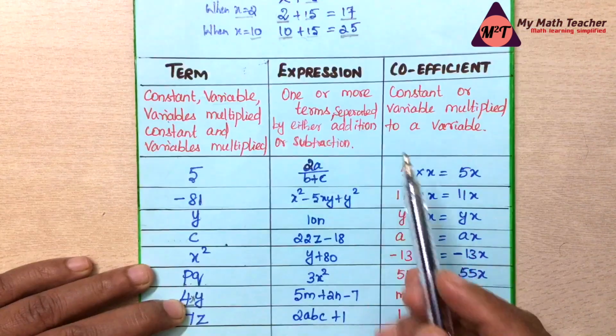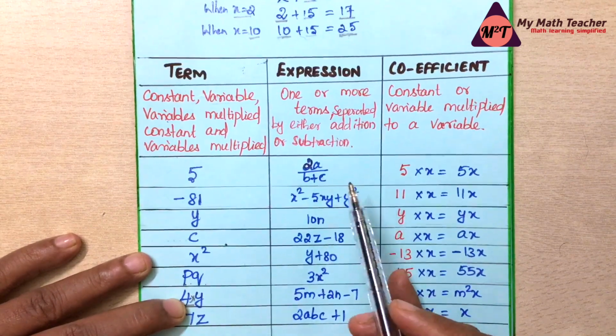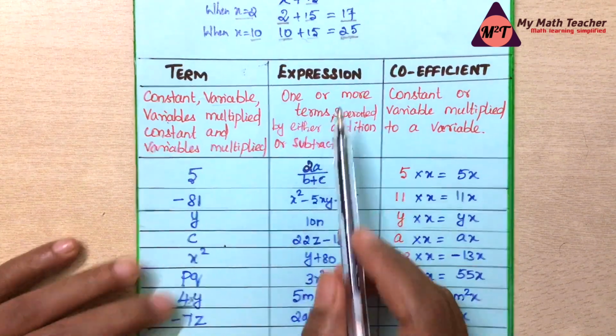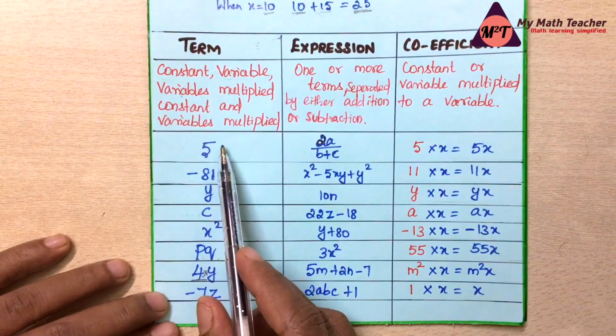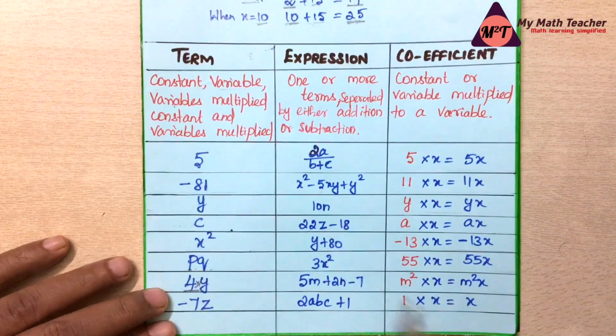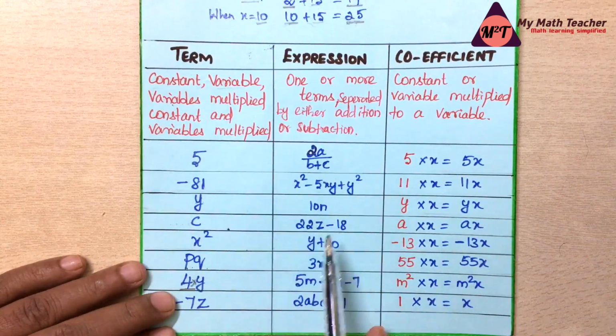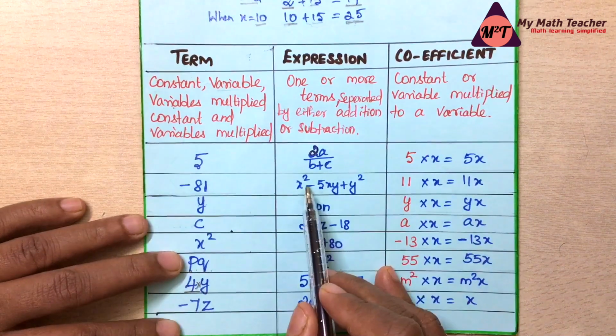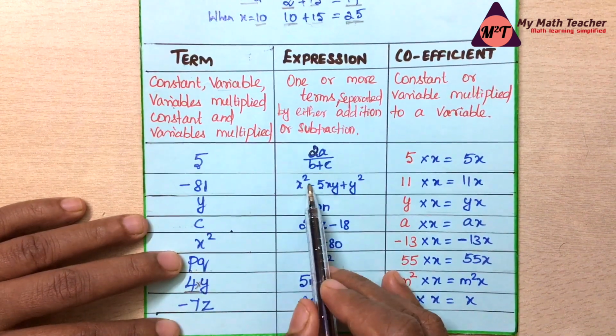Okay. The next word, expression. So what is the meaning of expression? One or more terms. So here I have given examples only for single terms. An expression is a combination of one or more terms. It can be separated by either addition or subtraction.